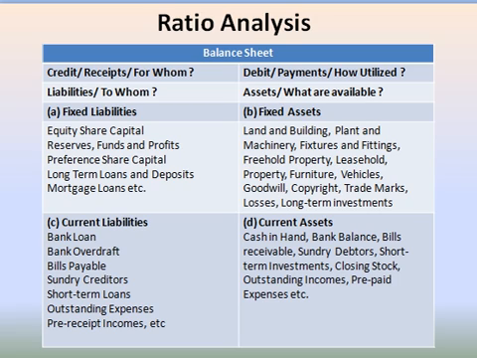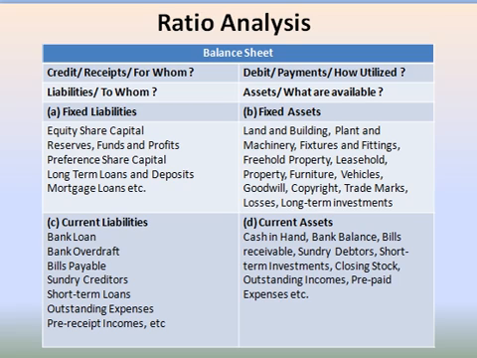The debit side of the balance sheet stands for debits, which means payments, which tells us how money and things related to money are utilized. It also tells us what our assets are and what is available. And if you quickly read, you'll understand that under category A, under fixed liabilities, I've put equity share capital, reserves, funds and profits, preference share capital, long-term loans and deposits, mortgage loans, etc.